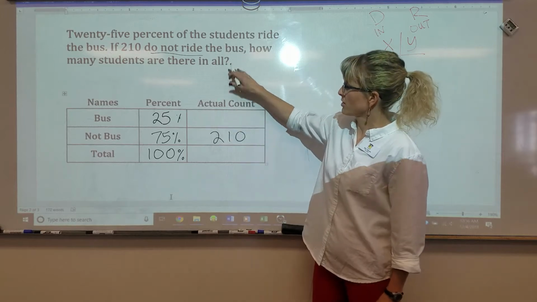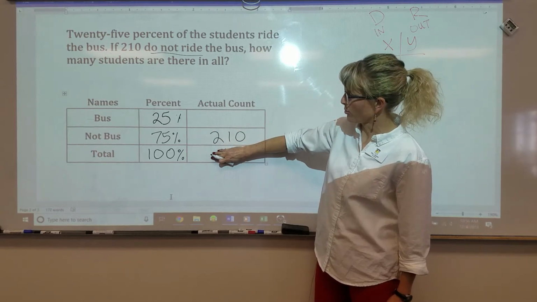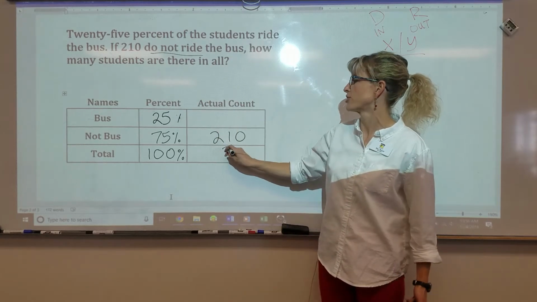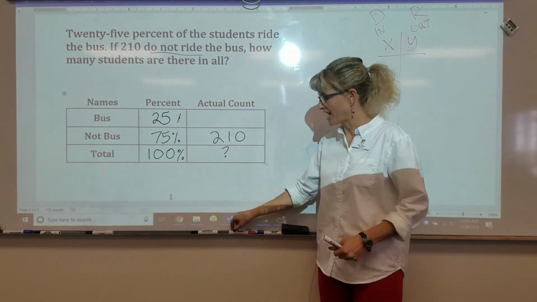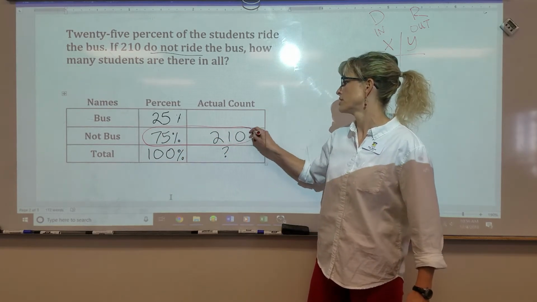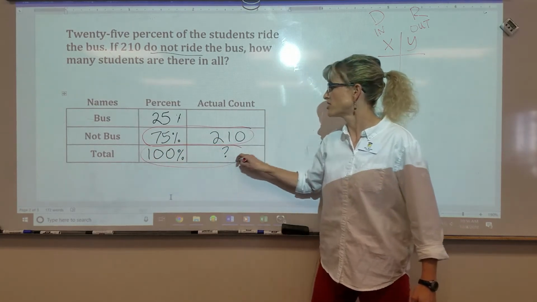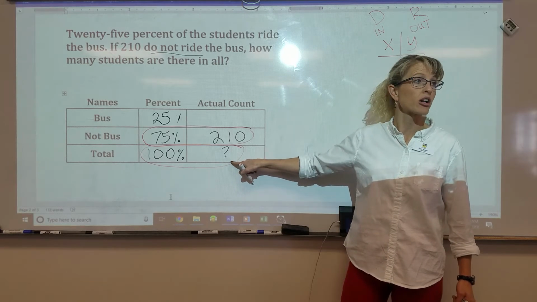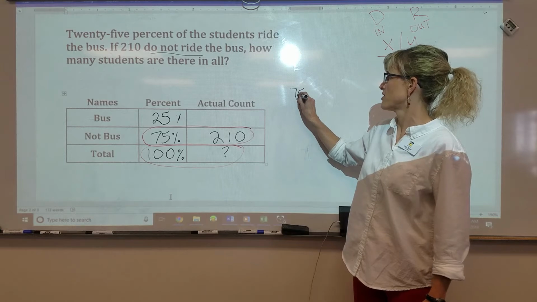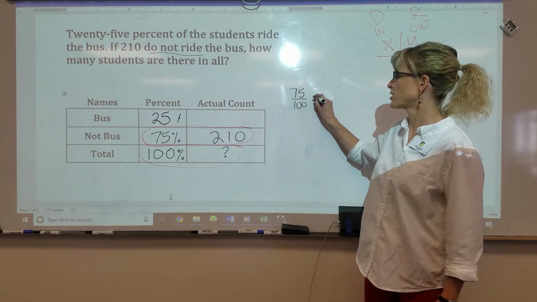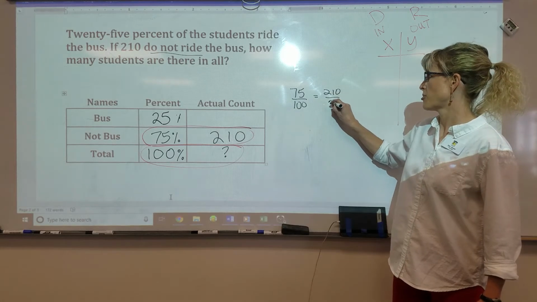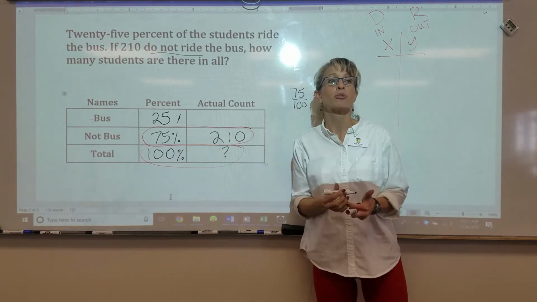So now reading, I have a blank spot here and here, but what does the question want me to find out? How many students are there in all? They're asking for a total. Once I've identified that, I'm going to circle the pairs of numbers that I know and the pair that has the number I want to know. So then with those pairs, I'm going to write a ratio. 75 over 100 equals 210 over x.